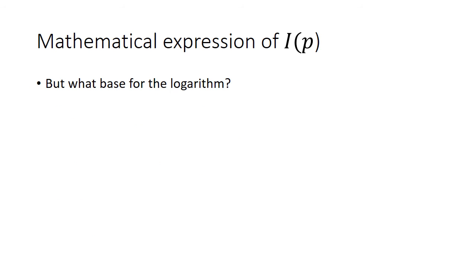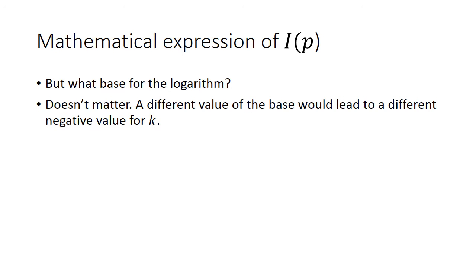What is the base for this logarithm? We have defined it as minus log P, but what is the base? The fact is, it doesn't matter. All we would end up doing by choosing a different base is getting a different value of K effectively. It's basically a constant multiplying factor, and it doesn't matter. So therefore, we typically choose 2 and define the units as bits.